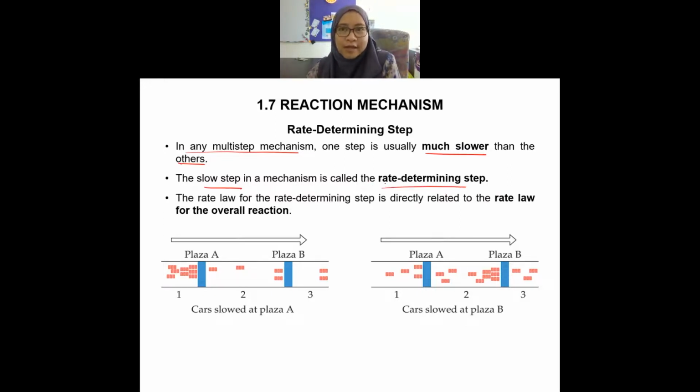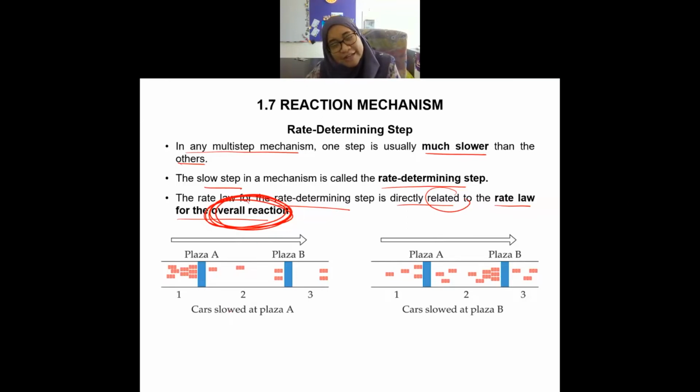Okay, even though dia slow tapi dia penentu whether the reaction proceed slower ataupun faster. Dia penentu tau, dia penentu whether the whole reaction tu cepat atau lambat. Okay, right. So the rate law for the rate determining step is directly related to the rate law for the overall reaction. Since dia penentu, that means we can say that it is directly related to the rate law for the overall reaction. Sebab dia penentu kan?